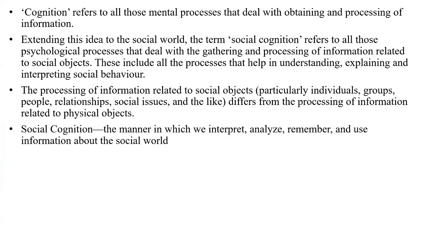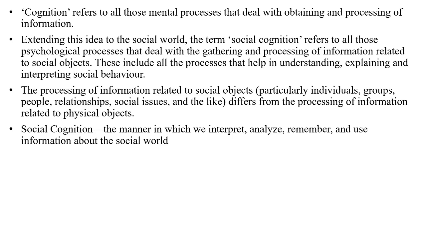So before understanding what social cognition is, let's understand what cognition is. So cognition basically refers to all those mental processes that deal with obtaining and processing of information. Okay, all those mental processes that deal with obtaining and processing of information. For example, problem solving or decision making or learning, all these come under cognition.